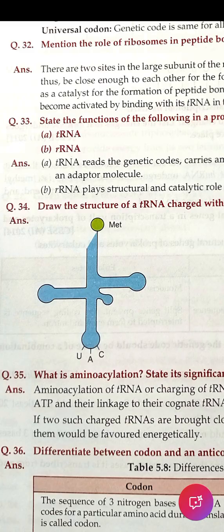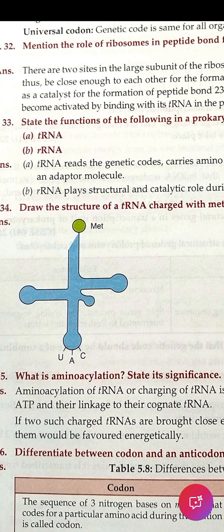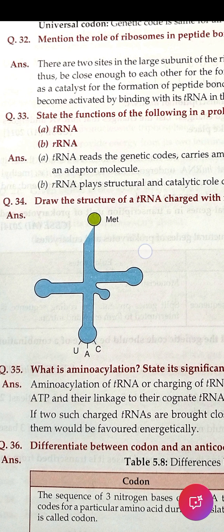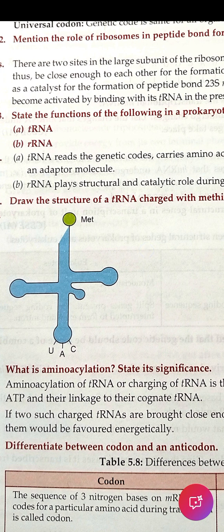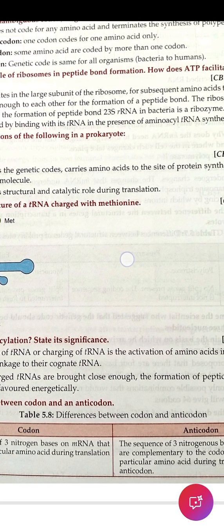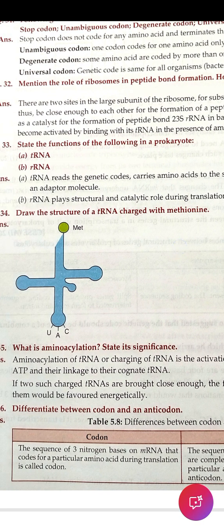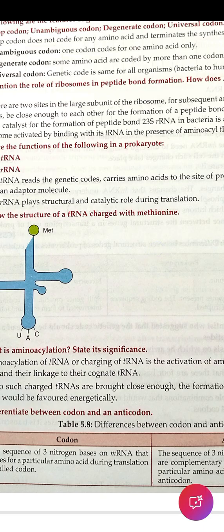Now, question 33: state the functions of the following in prokaryotes. First, A tRNA and B rRNA. The answer of A is tRNA reads the genetic code, carries amino acids to the site of protein synthesis and acts as an adapter molecule. The answer of B is rRNA plays a structural and catalytic role during translation.